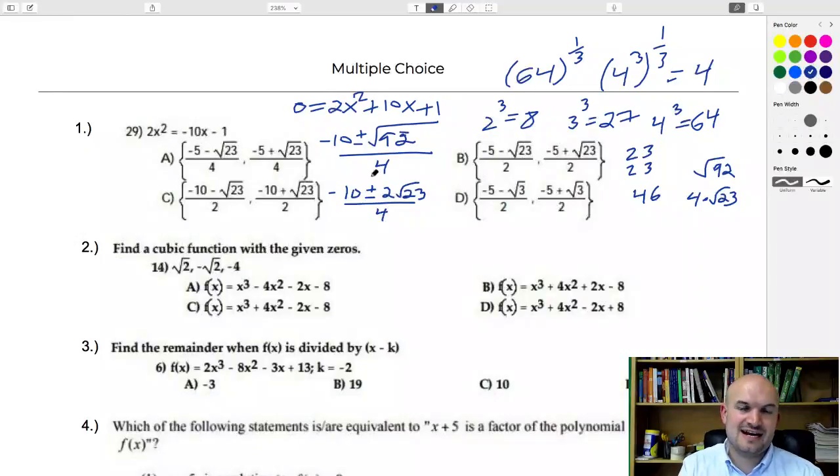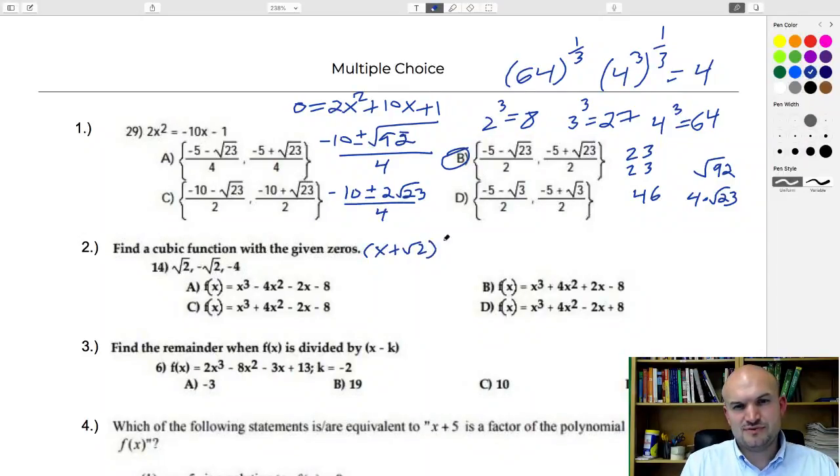And then if I was to divide everything by 2, I would have negative 5 plus or minus, so the answer is B. The next example is write the cubic function given the zeros. So again, I have these zeros. I know that that's going to give me x plus the square root of 2 times x minus the square root of 2 times x plus 4. Those are going to be the factors, basically just the opposite sign.